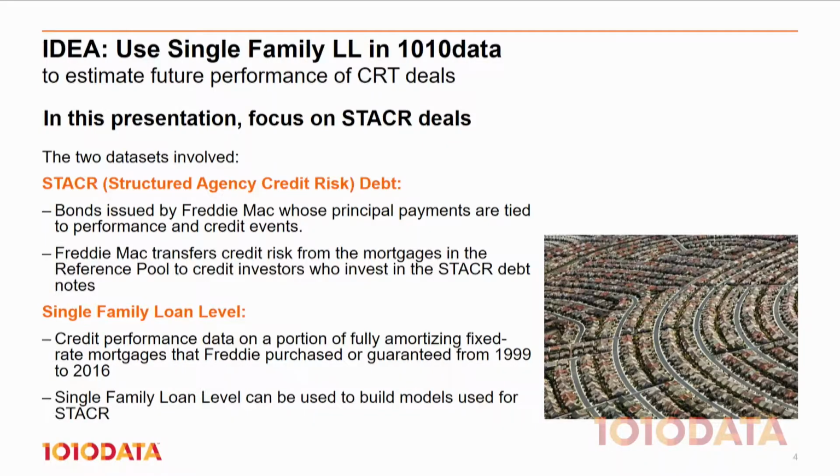As I said, it's a huge dataset. Right now it's something like 1.2 billion records. STACR is not as big, it's only 80 million, but it has its nuances too, like you have to load it on a monthly basis. But the idea is that you can use the single-family loan-level dataset to build credit models so that you can predict the performance of the STACR deals. That's the main goal of this dataset.